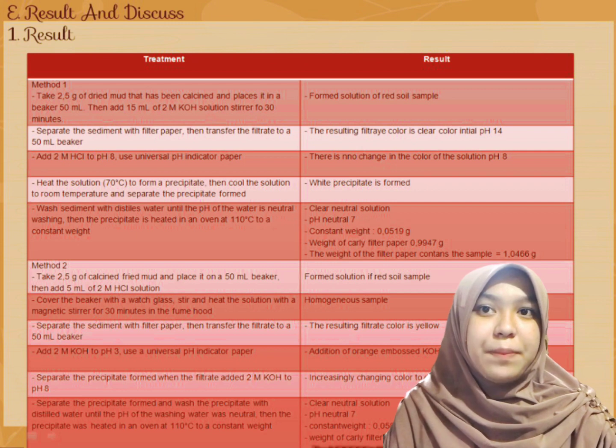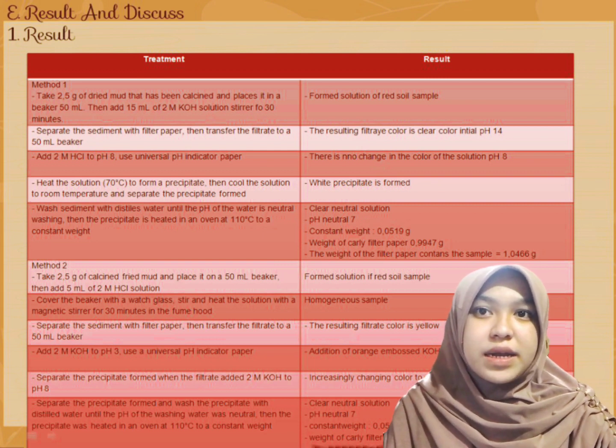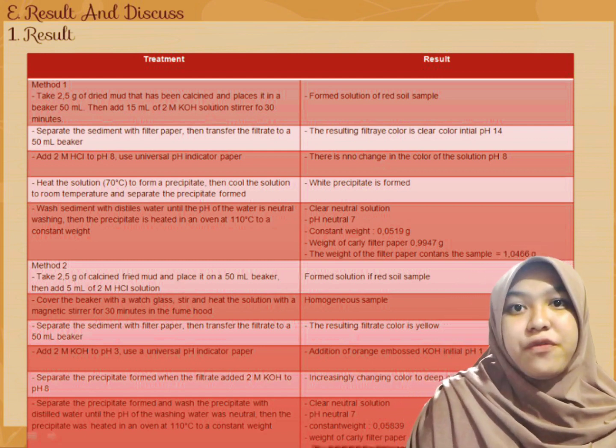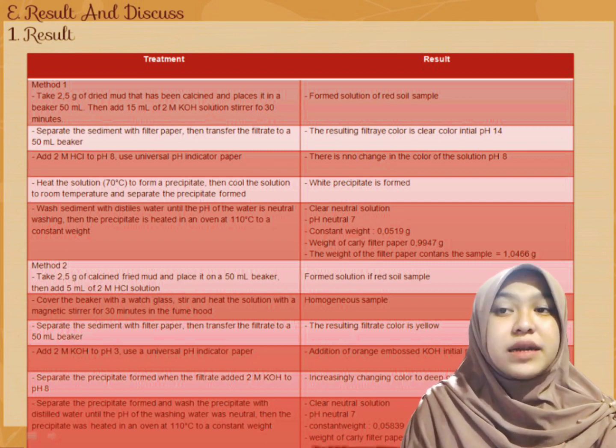0.05119 gram. The weight of the clear filter paper is 0.9947 gram. The weight of the filter paper containing the sample is 1.0466 gram. And method 2.